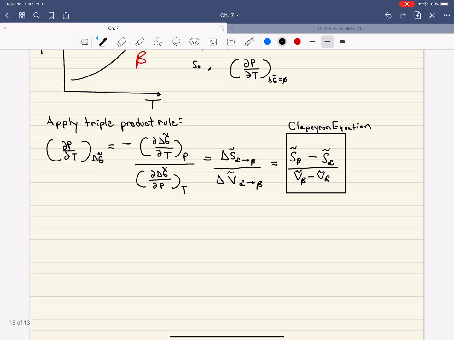Right? And its utility is that the Clapeyron equation determines the phase boundaries in a pressure versus temperature phase diagram.